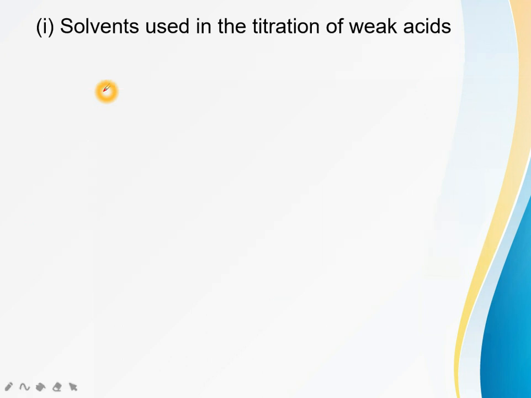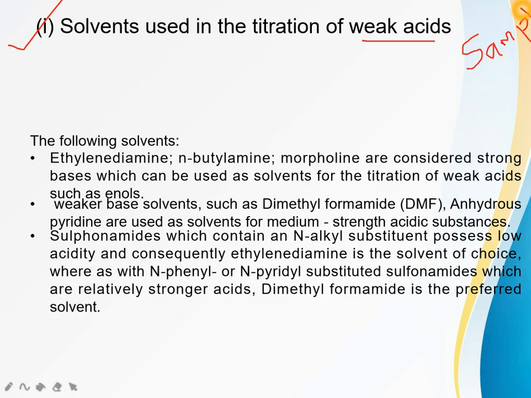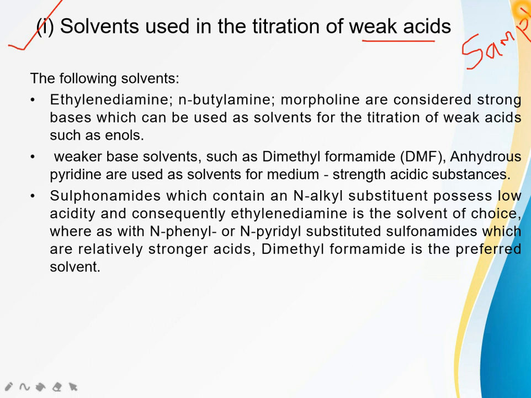Next, as with acidimetry, we have to know what type of solvents are used in the titration of weak acid. This weak acid will be your compound, that is, your sample will be the weak acid, and this sample has to be dissolved in the solvent. So we have to know what type of solvents can be chosen for the titration. You can use different types of solvents like ethylene diamine, N-butylamine and morpholine for the titration of weak acids like enols.